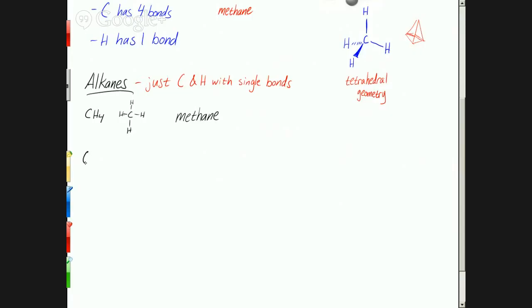The next one, if we have 2 carbons, how many hydrogens do we have to have? Close. Yeah, 6. Because each carbon needs 4 bonds, we need 6 hydrogens to fill up all those spots. So that's going to be C2H6. The name of that one is ethane.